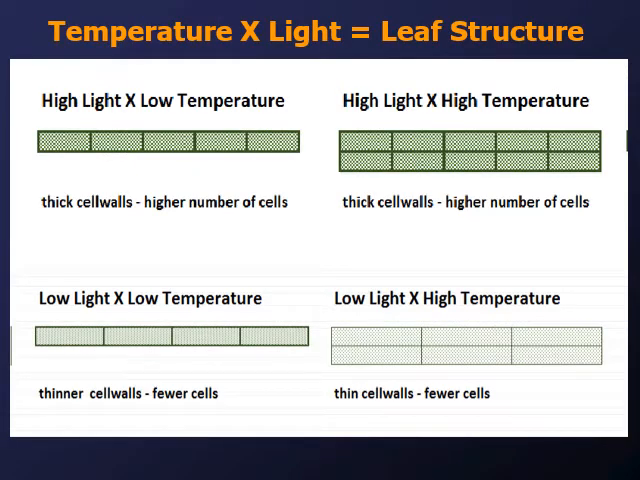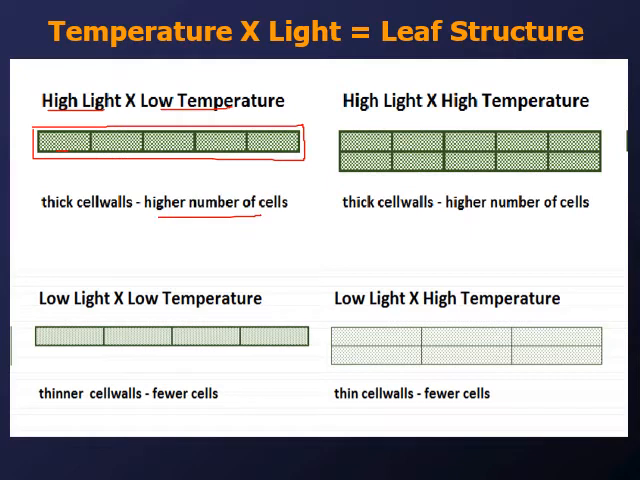Crops do grow differently under different temperature and light regimens. And this is sort of a crude depiction of a leaf. This is a cross section, so we're taking a cross section of a leaf and looking at the cells. This is just sort of an iconic way of looking at it. So under high light with low temperatures, we get thick cell walls. So these are depicted as thick, and slightly more cells. We're going to say higher numbers of cells.